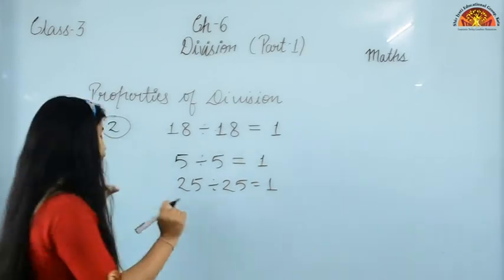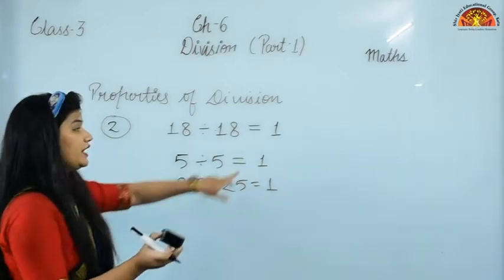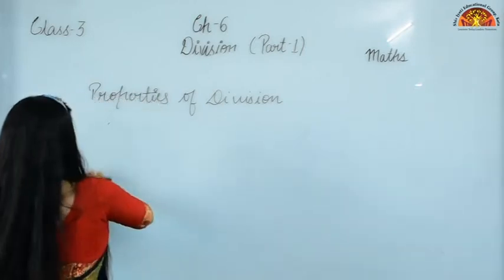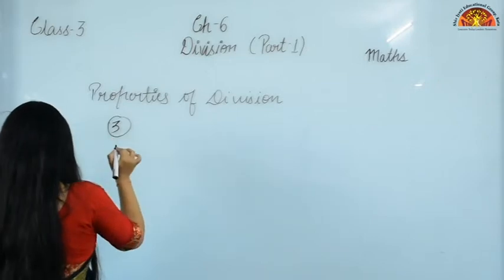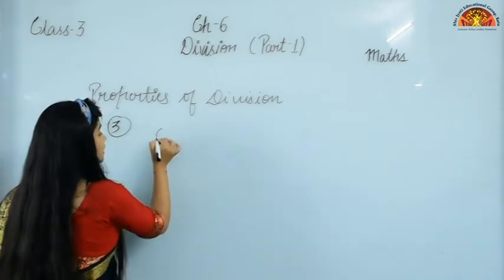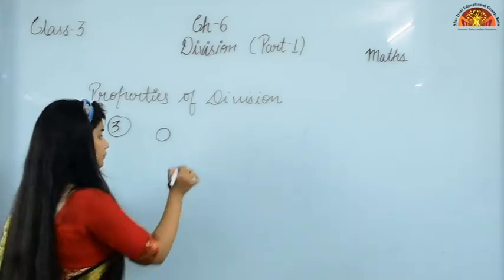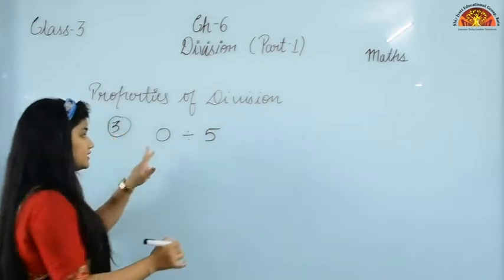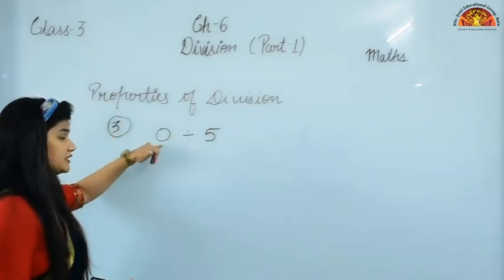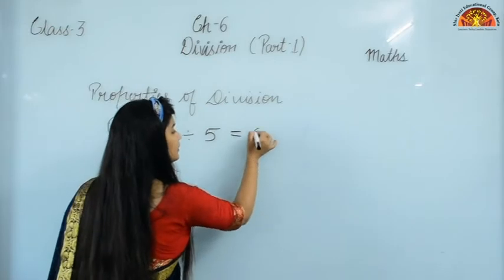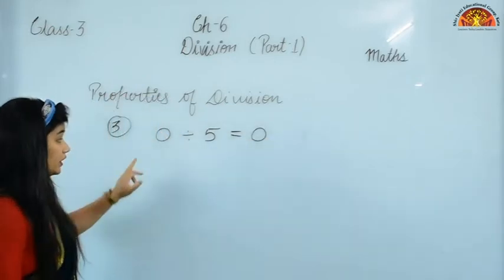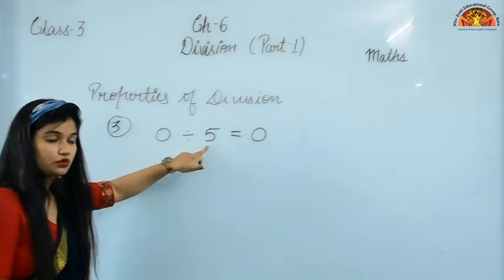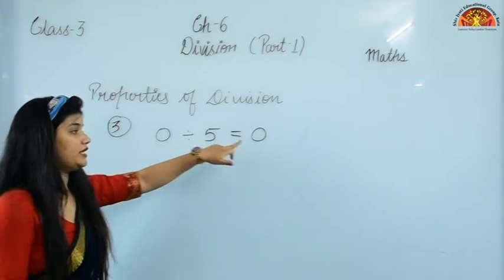According to this property, if you divide a number by the same number, you will get the result 1. So students, now we see the next property, the third property. The third property is, if 0 is divided by a number, when we divide 0 by any number, for example 0 by 5, the answer will always be 0. Here the dividend is 0 and the divisor can be any number. Whatever number you take as the divisor, if the dividend is 0, your answer will be 0.